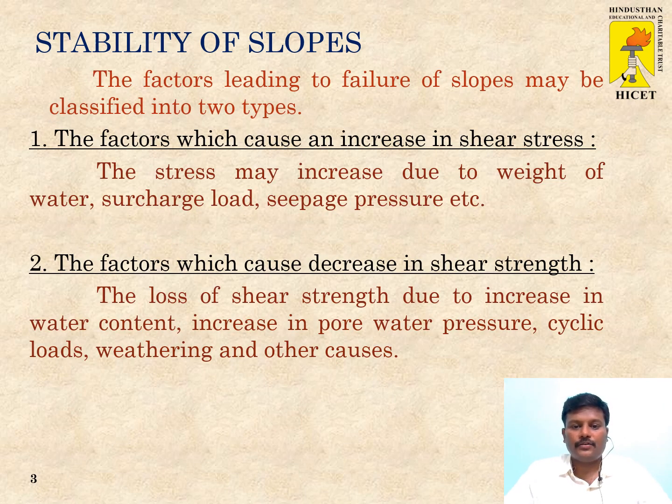The factors leading to failure of slope may be classified into two types. First one, the factors which cause an increase in shear stress. The stress may increase due to weight of water, surcharge load, seepage pressure, etc. The factors which cause a decrease in shear strength, that is the loss of shear strength due to increase in water content, increase in pore water pressure, cyclic loads, weathering and other causes.